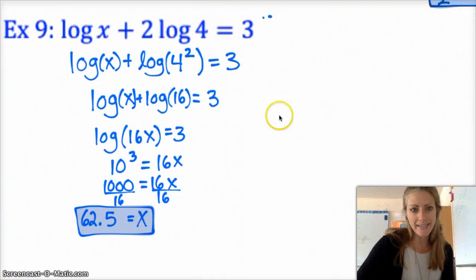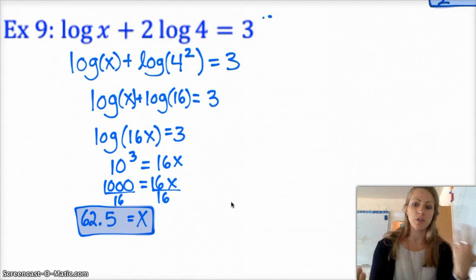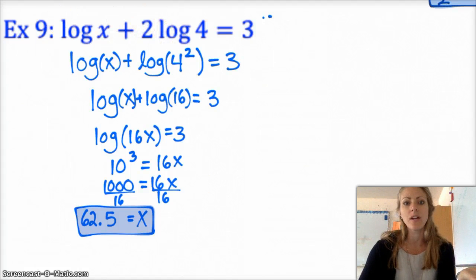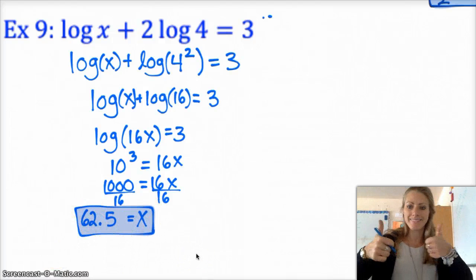And here's example 9. The only thing that you really have to consider is what you have to do first. I have to do the power rule before I use the product rule in this case. Otherwise, I can't combine these two logs. So that's just something to pay attention to, but you get 62.5. Cool.